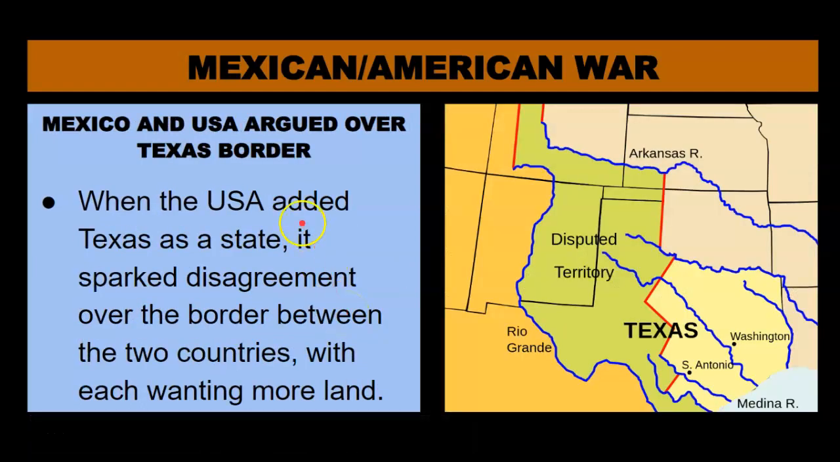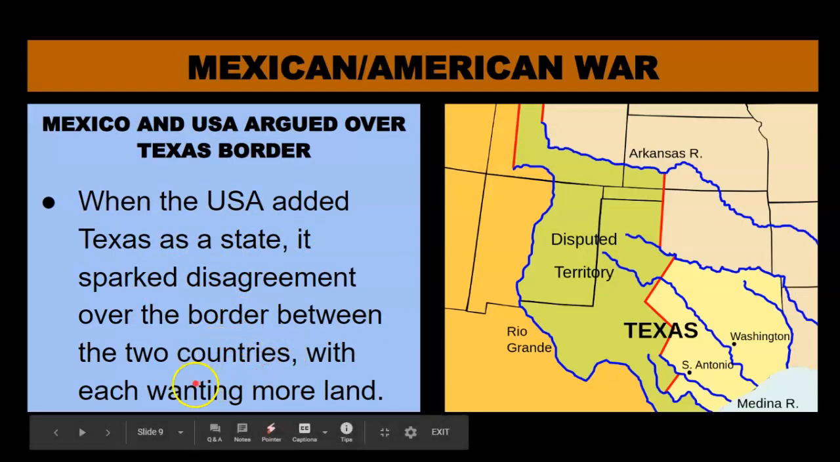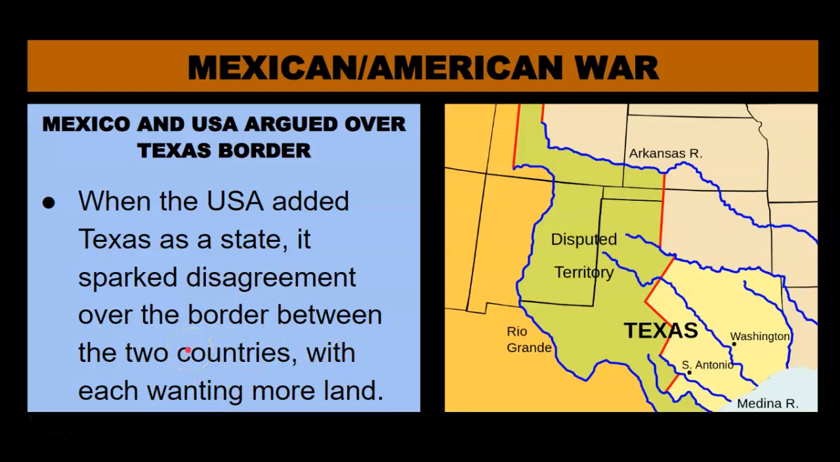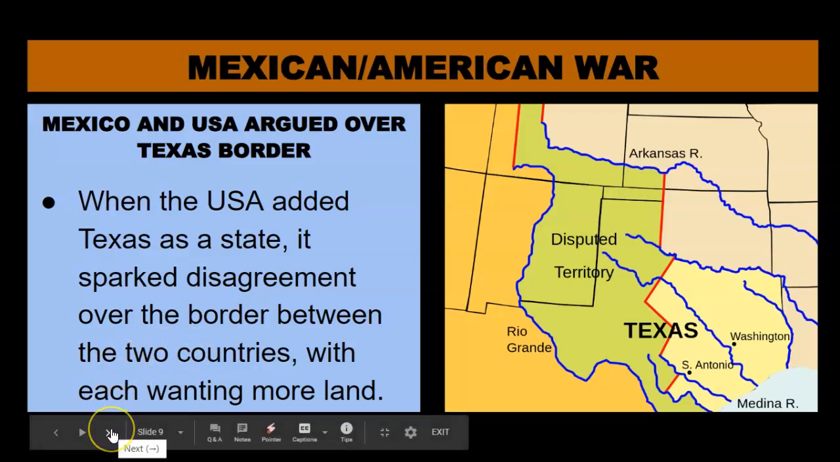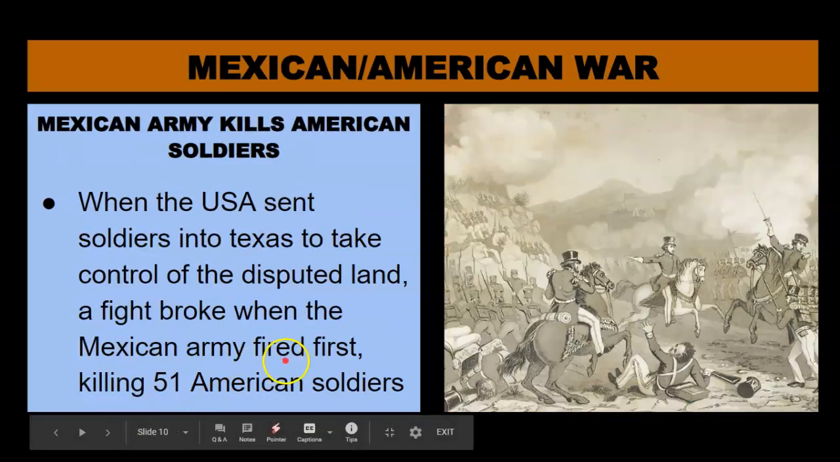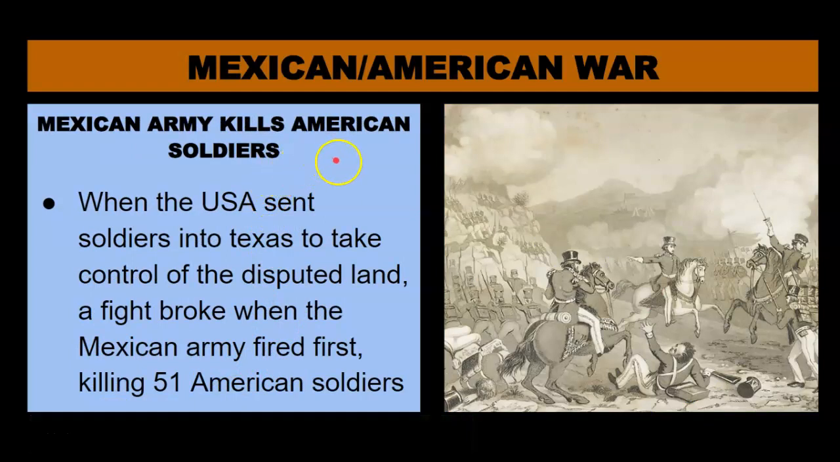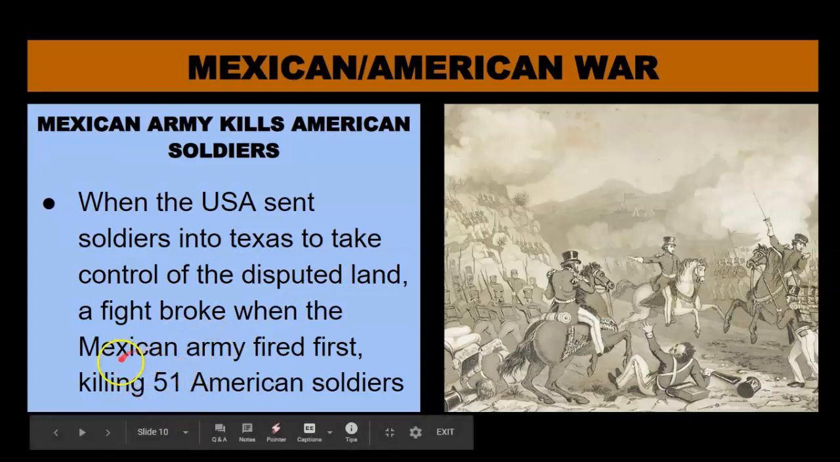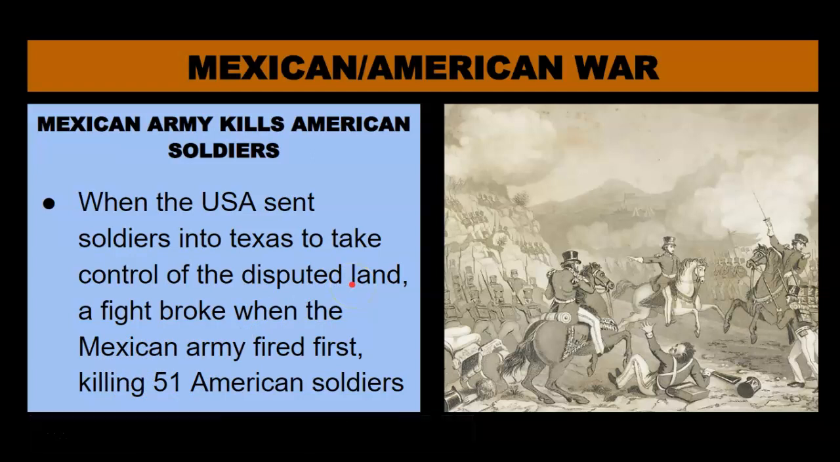So they did not agree. When the USA added Texas as a state, it sparked a disagreement over the border between the two countries, with each wanting more land. So it was a fight over the state of Texas that led to the beginning of the Mexican-American War. All right, so what happened was the Mexican army killed American soldiers. When the USA sent soldiers into Texas to take control of the disputed land, a fight broke out when the Mexican army fired first, killing 51 Americans. So you have a land dispute going on. The Americans think that one river is the border. The Mexicans think another river is the border.